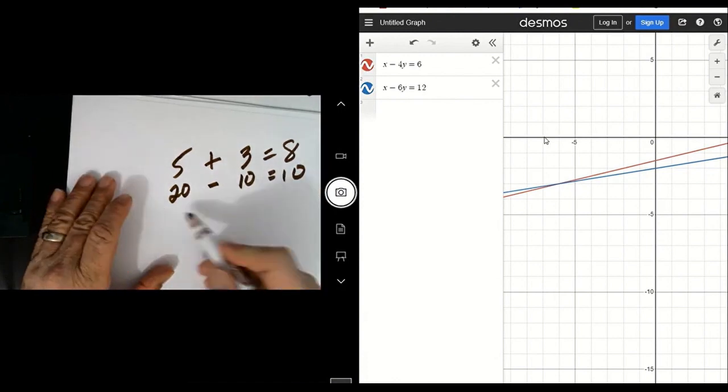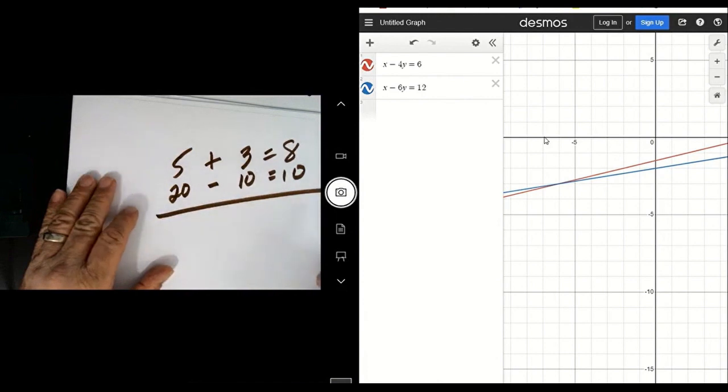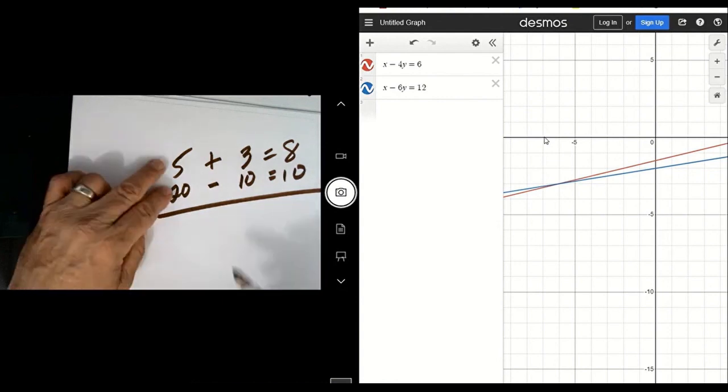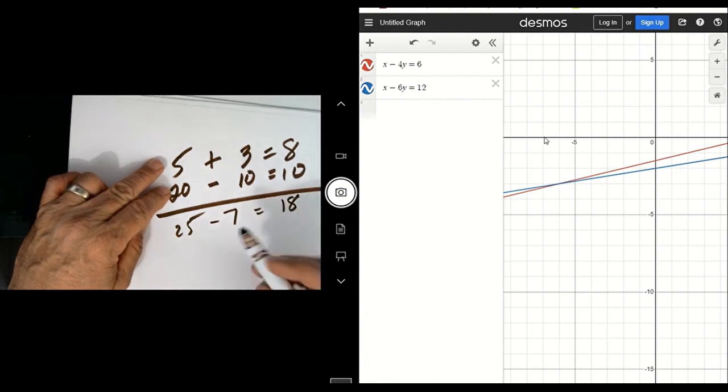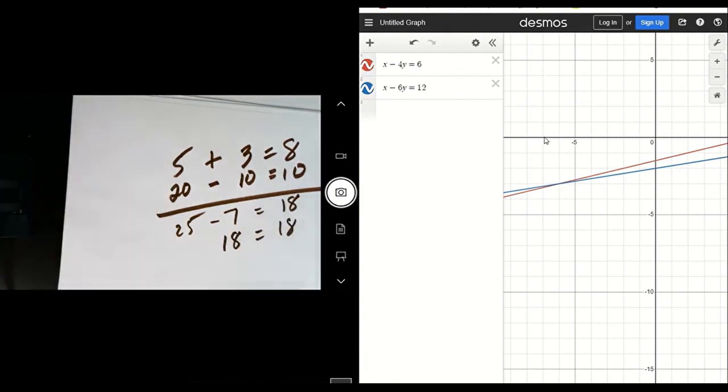Now, watch what happens here. Both of those are true. And if we add these down, we get 25, positive 3 and negative 10 is negative 7, right? 8 and 10 is 18. Look at that. 25 minus 7 is 18, and 18 equals 18. All right? So let me take it one more step further here.